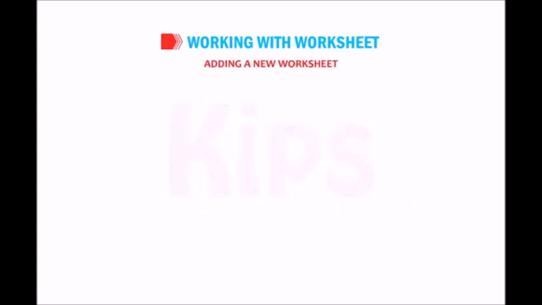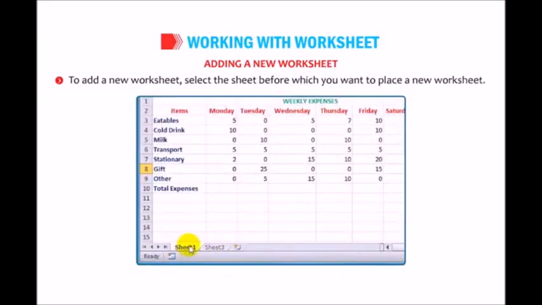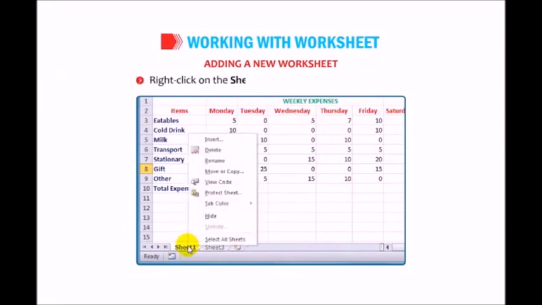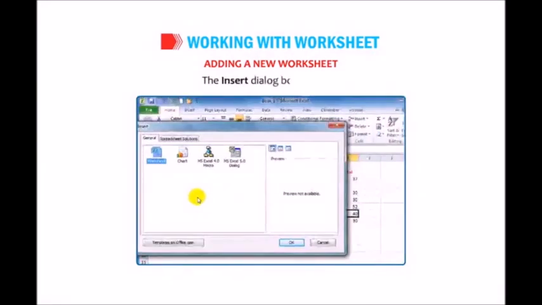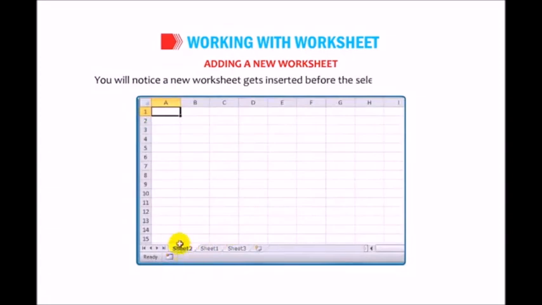Adding a new worksheet. To add a new worksheet, select the sheet before which you want to place a new worksheet. Right-click on the sheet tab and select the insert option. The insert dialog box appears. Select the worksheet option and click on OK. You will notice a new worksheet gets inserted before the selected worksheet. Click on the Insert Worksheet icon present next to the end of Sheet 3 tab. A new worksheet will appear at the end.